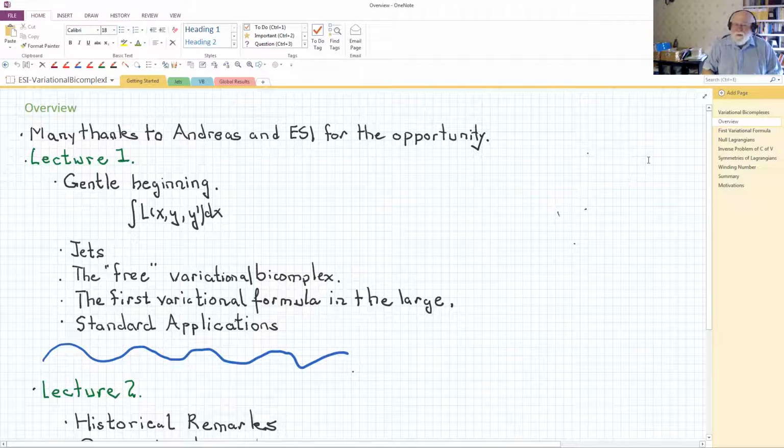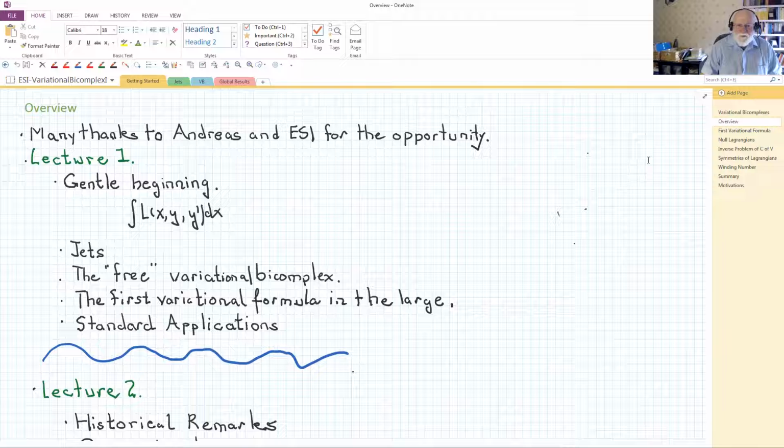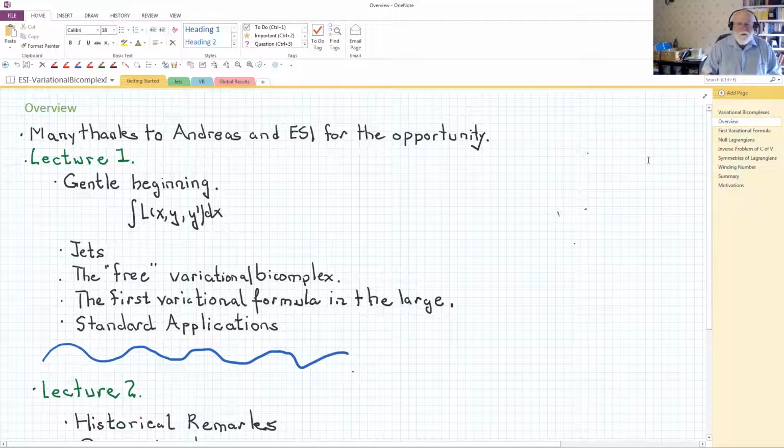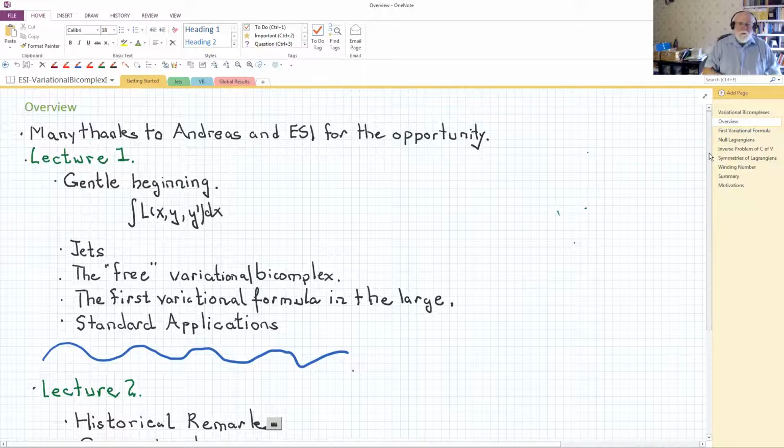The variational bicomplex is a subject that's very dear to me. I've spent a lot of time working on it over the years, and it's a pleasure to be able to revisit some of these topics and talk about some new things as well. So I'm going to give two lectures.